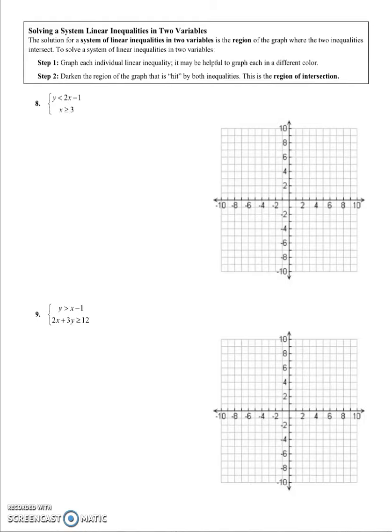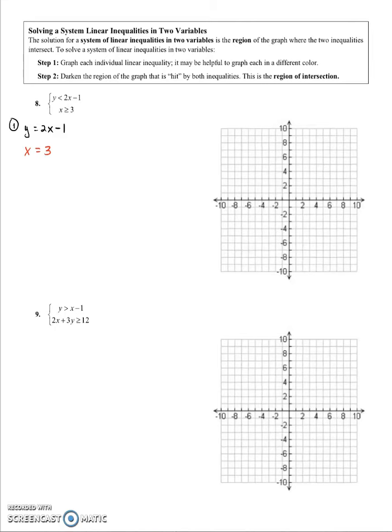We graph each one like it were a line and then shade its particular region. And then we darken the region that's hit by both inequalities. And that's the region of intersection. So how does this work? Well, here we're going to graph y equals 2x minus 1. And then I will do the other one, x equals 3, in a different color.